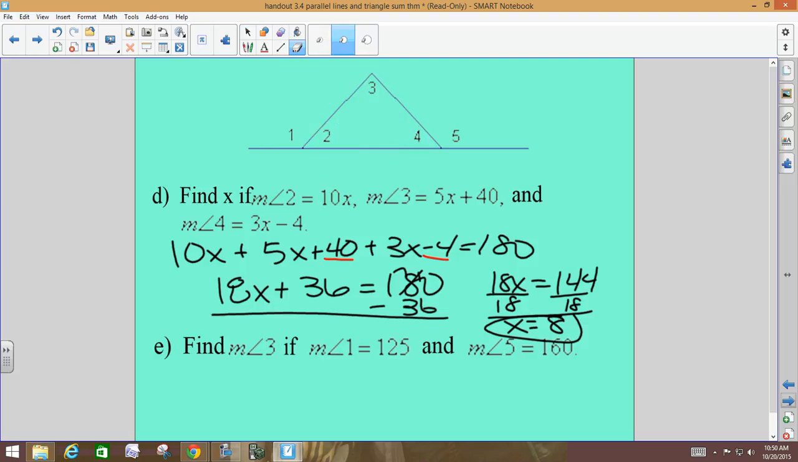Part E. Measure of angle 3, find it, if angle 1 is 125 and angle 5 is 160. My little studious ones, those of you that went ahead, help me out.